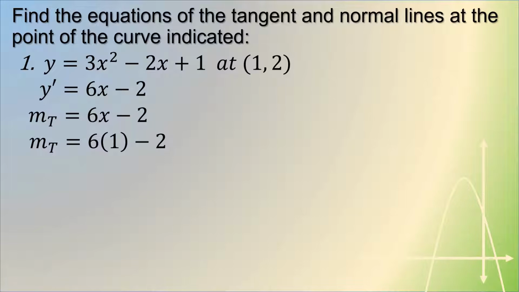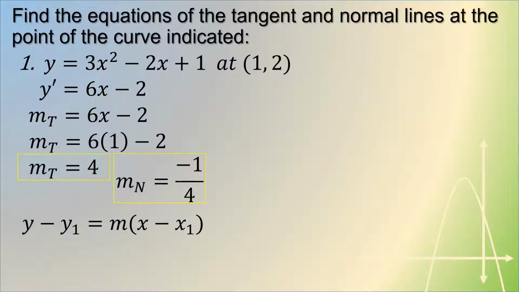And then, substitute natin yung x coordinate, which is 1. So, 6 times 1 minus 2, that is equal to 4. This is the slope for our tangent line. And in order to find the slope of our normal line, that is the negative reciprocal of the slope of our tangent line. So, that is negative 1/4.